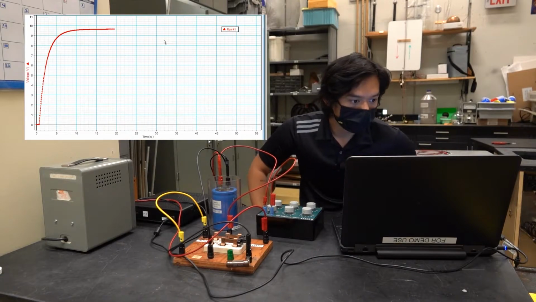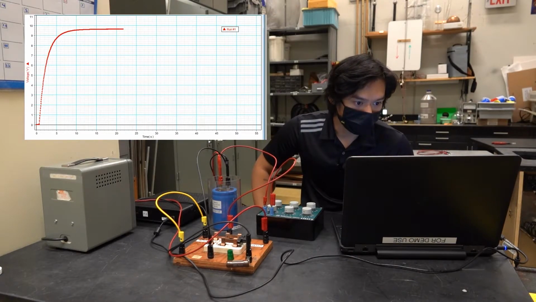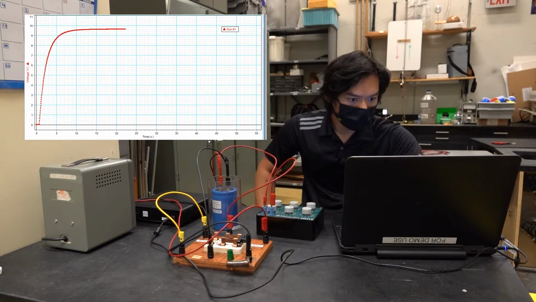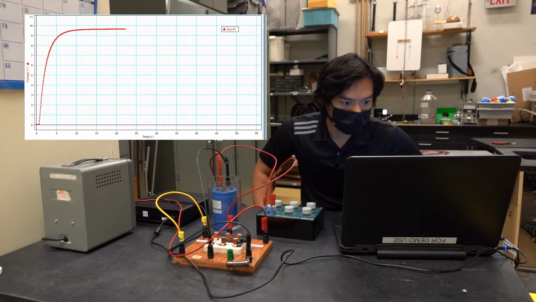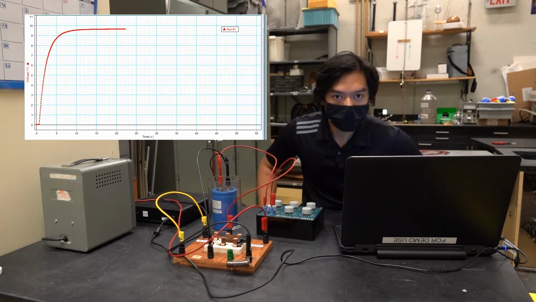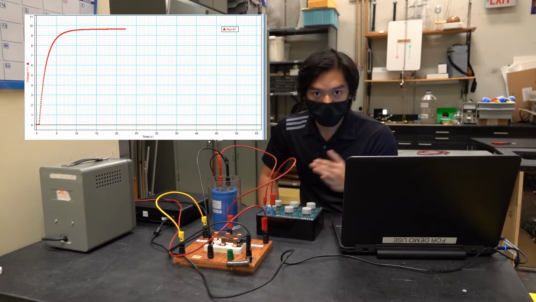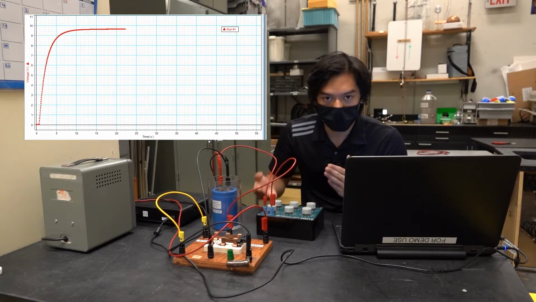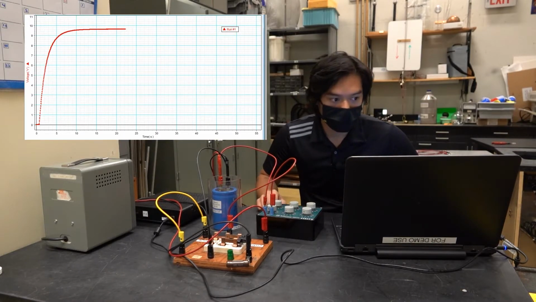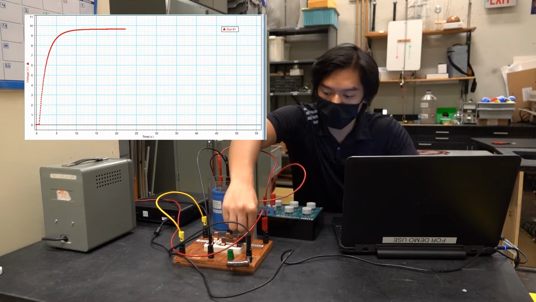And so we know from class, I'm going to stop it here, that 63%, give or take, of this max value here will happen over the time constant tau, which is related to the resistor and the capacitor here. And it also works the same if we discharge.